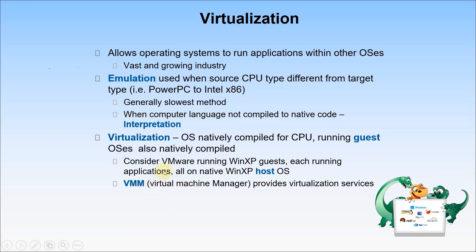So usually we are creating virtual machines. The virtual machine takes the layered approach to its logical conclusion. It treats hardware and the operating system's kernel as though they were all hardware. A virtual machine provides an interface identical to the underlying bare hardware. The operating system creates the illusion of multiple processes, each executing on its own processor with its own virtual memory.